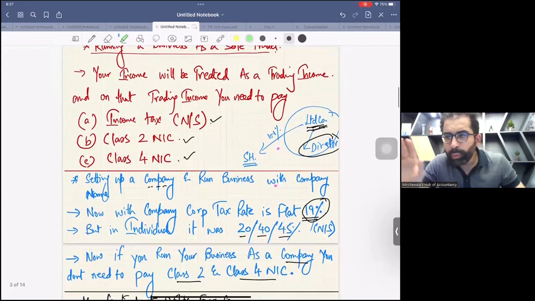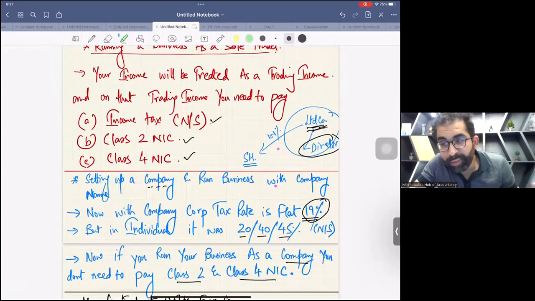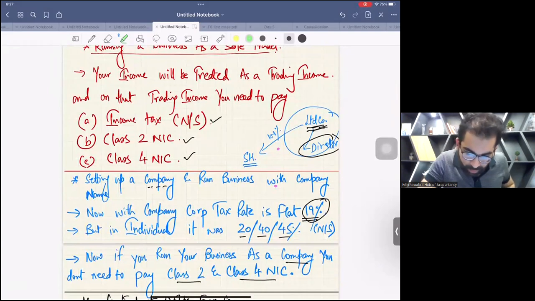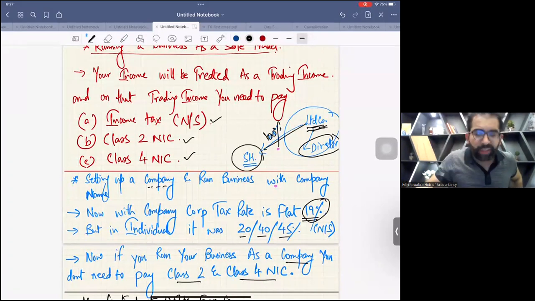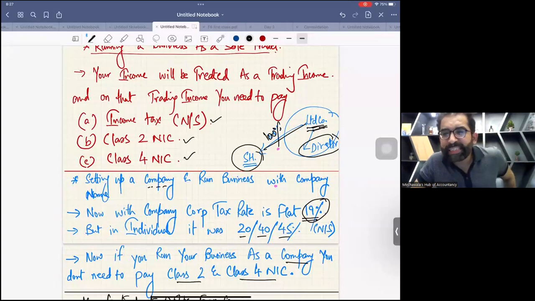The second option is, no need to be the director as you are the owner of this company. You just formed the company, so 100% of the shares of this company are owned by you. So you can just be a shareholder of that company. And a shareholder can extract funds in the form of dividends, ordinary dividends. Yes, shareholders can extract funds in the form of ordinary dividends.